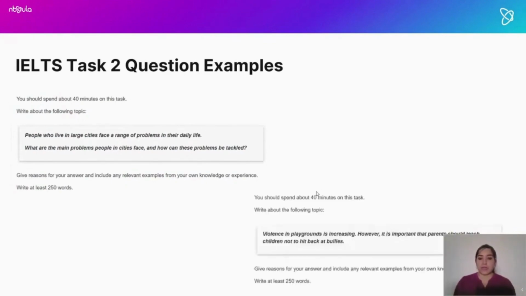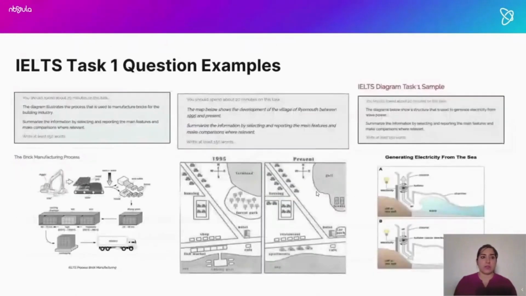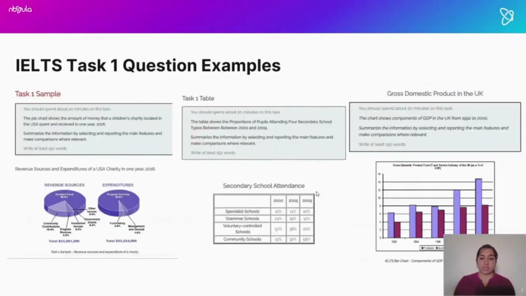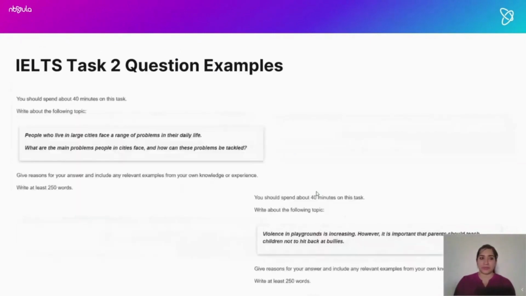Okay. And then another example of an opinion kind of question as well. Violence in playgrounds is increasing. However, it's important that parents should teach children not to hit back at bullies. Again, an opinion, you state both sides, why it kind of happens, and then present your essay. Okay, so just to recap right now, going back, we have looked at examples of task 1, and we've looked at task 2 examples.